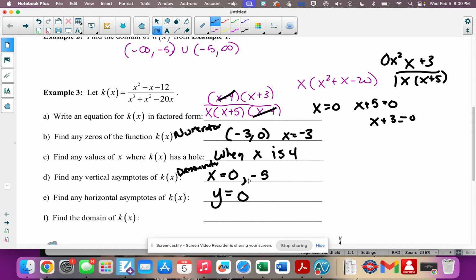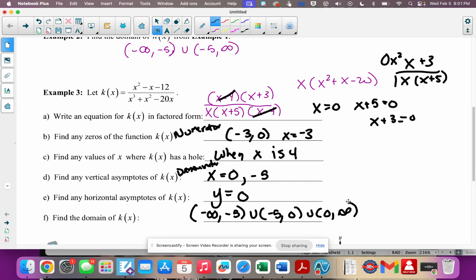All right, and then the domain is just taken straight from the vertical asymptotes. What are you not allowed to have? You're not allowed to have 0, and you're not allowed to have -5. Okay, so that means we go from -infinity to -5. And then we go from -5 to 0. We're just going from least to greatest. And then we go from 0 to infinity.